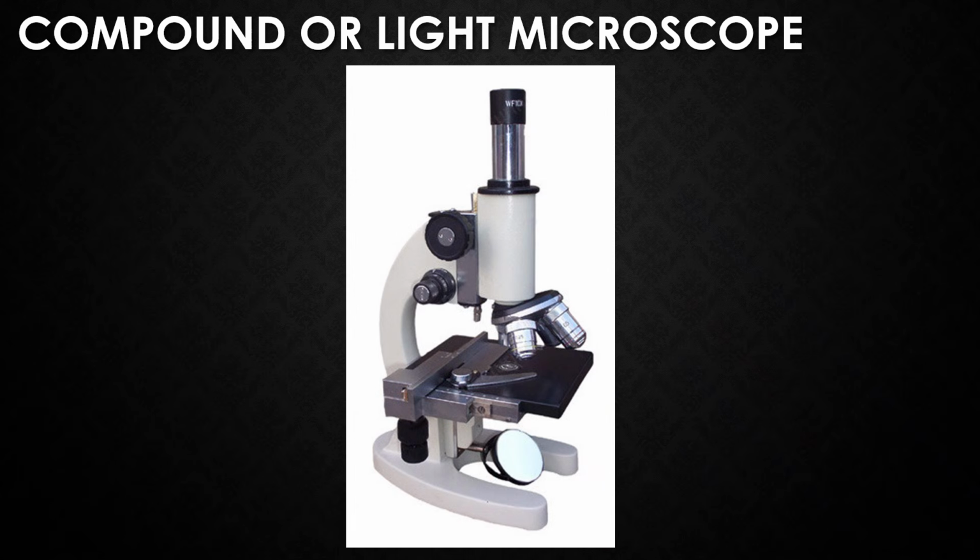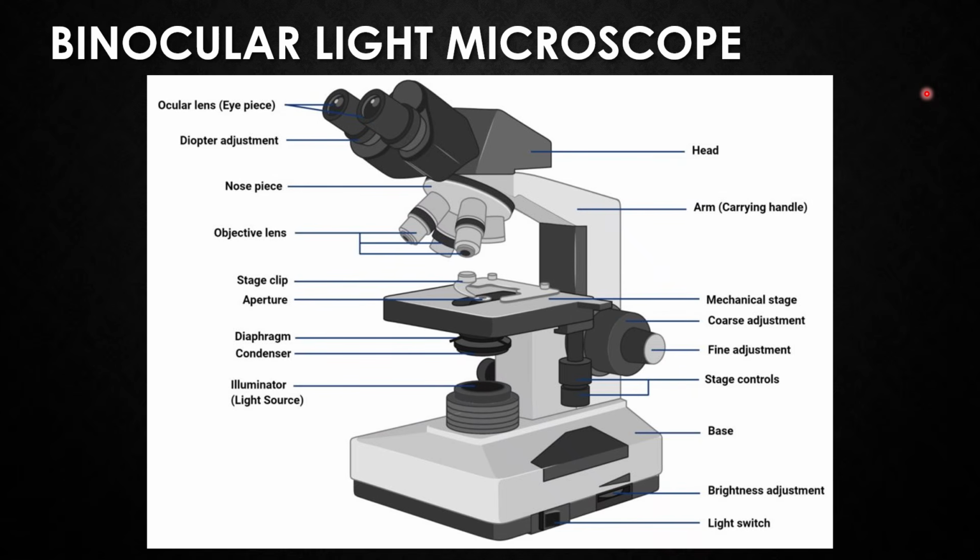Next, this is the advanced form of the simple microscope. This is the compound or light microscope. This kind of compound or light microscope contains eyepieces, two types of adjustments, coarse adjustment and fine adjustment, nose piece, objective lens, and the condenser lens. The compound or light microscope is a little bit upgraded version of the simple microscope. And this is the advanced format of the light microscope, that is a binocular microscope.